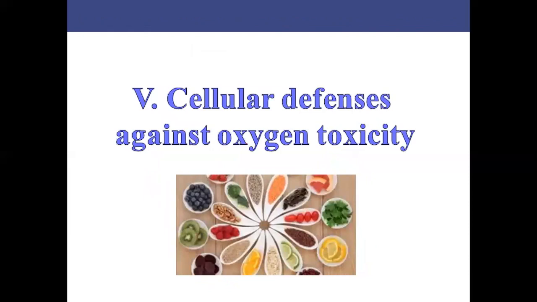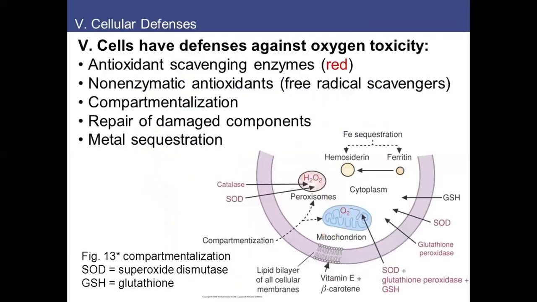Now, after explaining the reactive oxygen species and the reactive nitrogen oxygen species, their formation and their effect, we need to talk about the defense mechanisms that the cell has against the oxygen toxicity. One of the cellular mechanisms used to fight against the oxygen toxicity is the antioxidant scavenging enzymes, like the superoxide dismutase, like glutathione peroxidase and glutathione reductase, the presence of the catalase enzyme, and many others. We have also the non-enzymatic antioxidants that are called the free radical scavengers, like vitamin E, vitamin C, beta-carotene and the flavonoids.